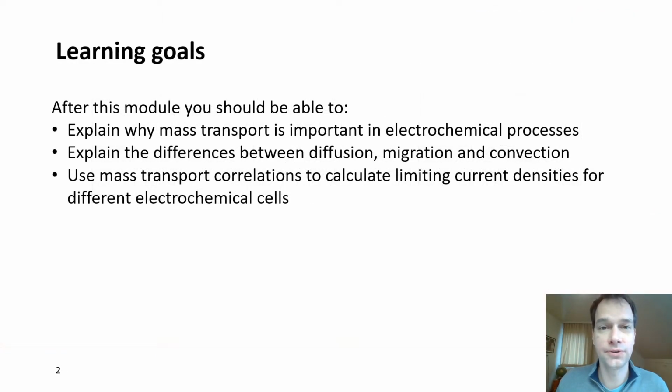Since this is the first screencast of this module, I will start by discussing the learning goals. You can see them here, so you should be able to explain why mass transport is important. You should be able to understand the differences between the modes of mass transport, and you should be able to use mass transport correlations to calculate limiting current densities for different electrochemical cells.